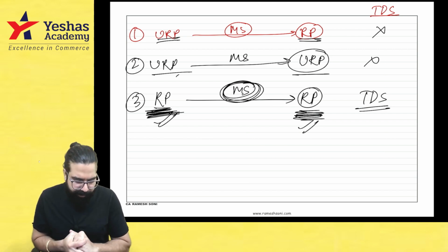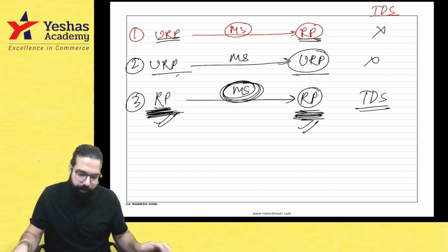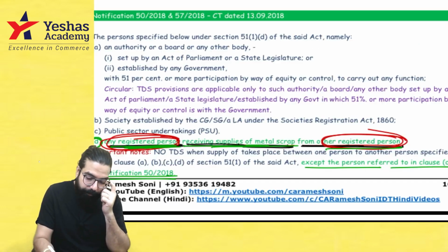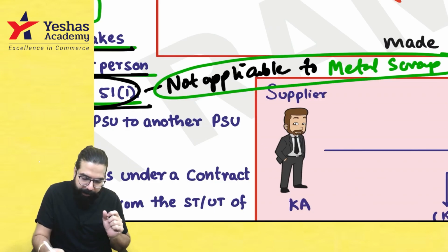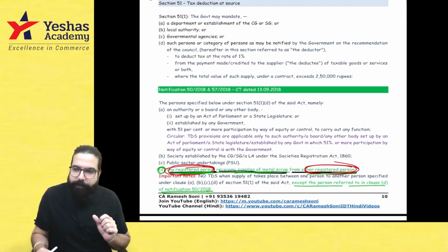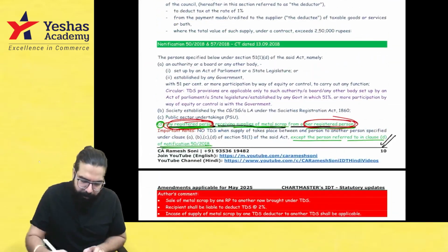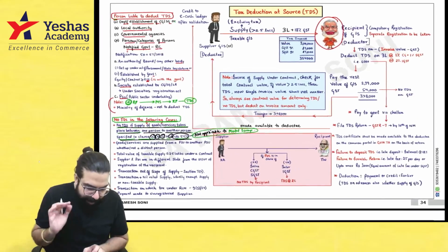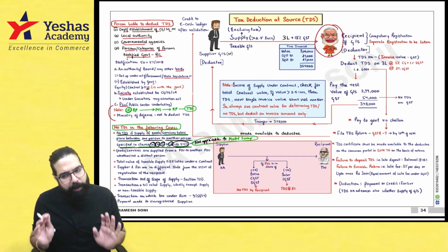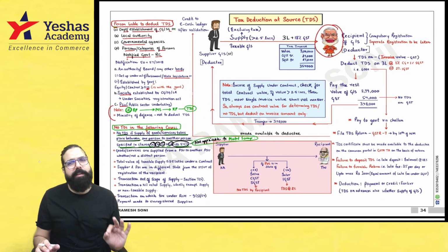Done, sir. This point is clear. Let's go ahead and move to the next one. I hope this point relating to metal scrap is clear. Yes, sir. Very good, people. Remember this point from exam point of view. I like the TDS chapter. It is very important from exam point of view. I hope you guys have done some questions.